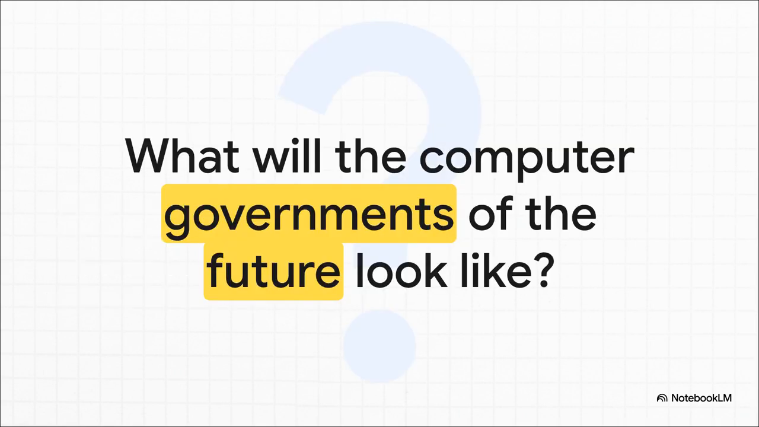And that kind of leaves us with one final thought to chew on. As our devices get smaller, more powerful, and way more interconnected, from our phones to our watches to the cloud, the job of the operating system is only getting more and more complex. So the question is, what will these computer governments of the future look like? And what new, wild challenges are they going to have to solve?